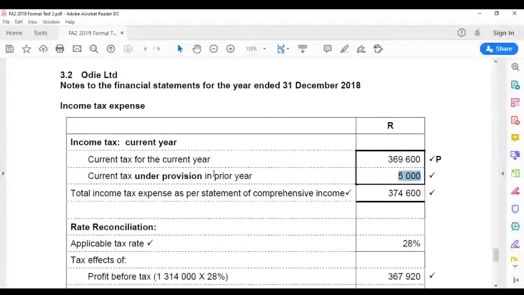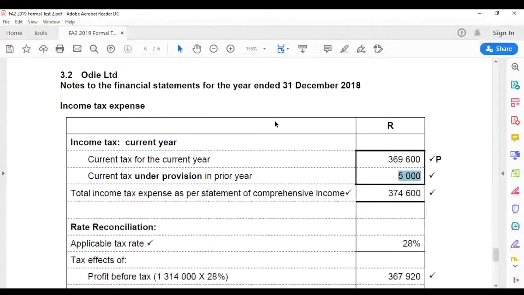Let me just have a look at the chat box. If there was an over provision, would we decrease? Yes, absolutely. You're quite correct. Didn't catch your name. Benedicte. Quite correct. If it had been an over provision in the previous year, then it means last year you provided too much. Then in this year's accounts, you will decrease that provision. So you'll do the opposite of what we've done.